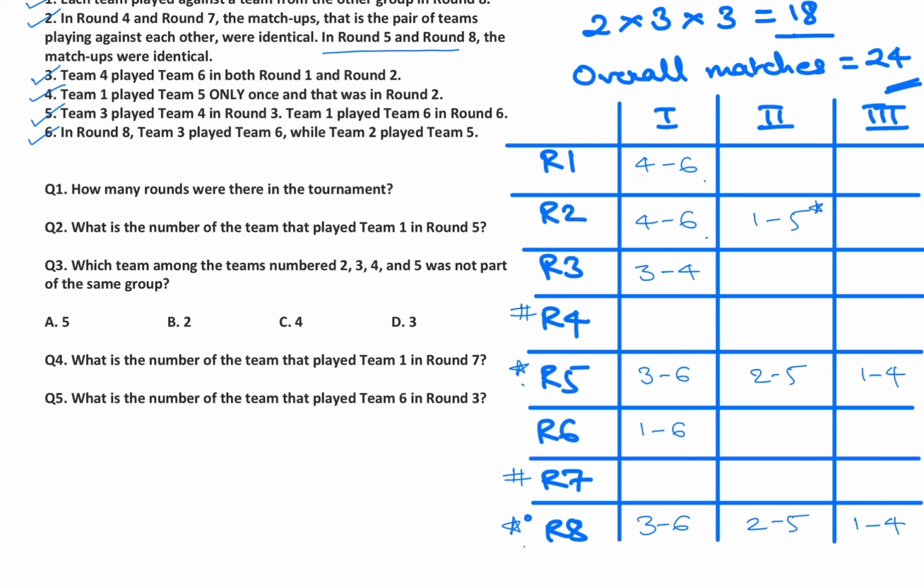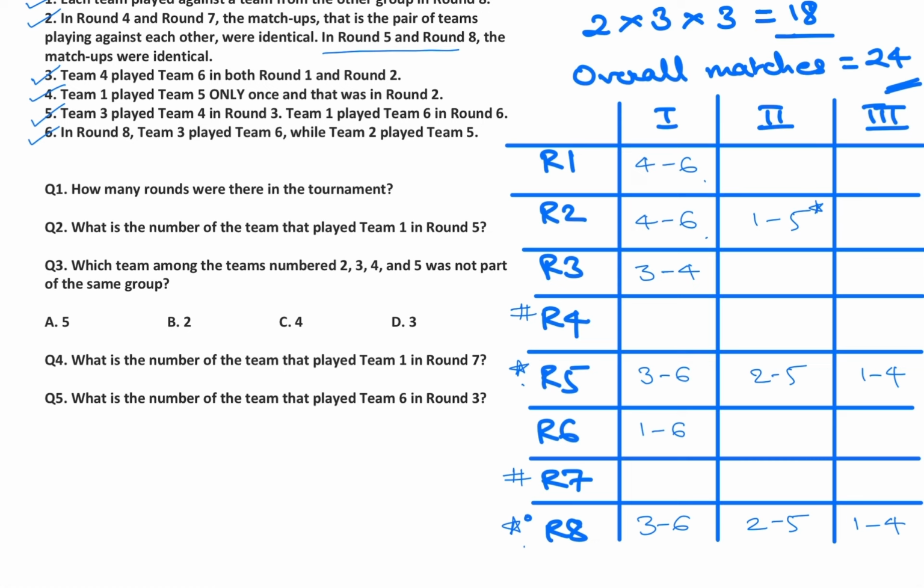Okay. So let's go to round 1. In round 1, 4 plays against 6. So I'm left with 1, 2, 3, and 5. Okay. So can 1 play against 5? No, 1 cannot play against 5. We have already used that game. So 1 can play against 2, or 1 can play against 3. Now I am left with the fifth team. So the fifth team cannot play against 1. So the fifth team can play against 2, or the fifth team can play against 3.